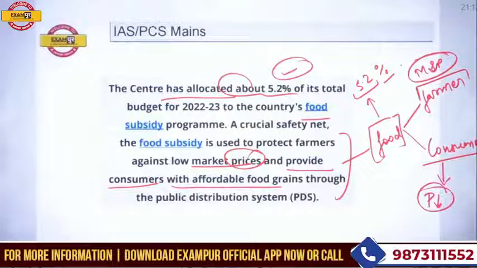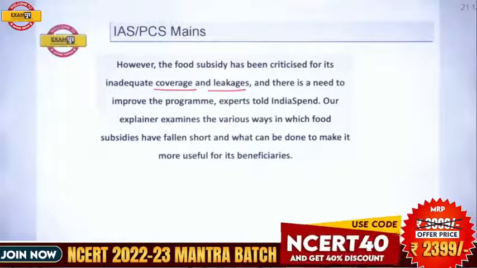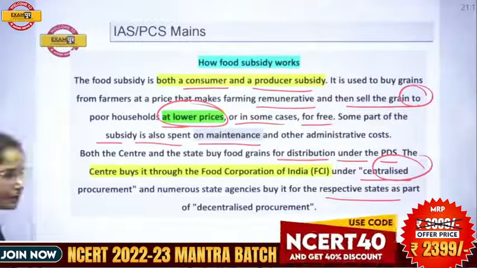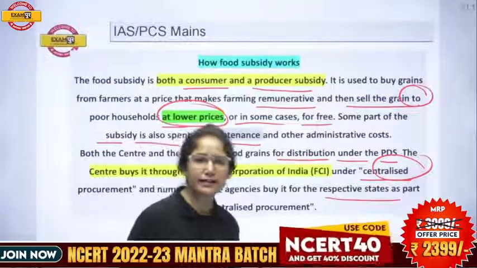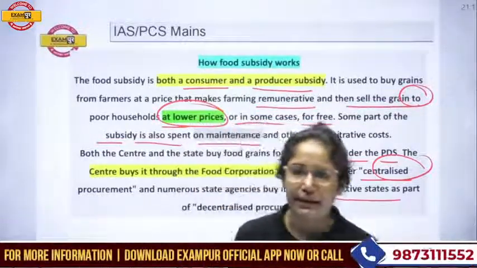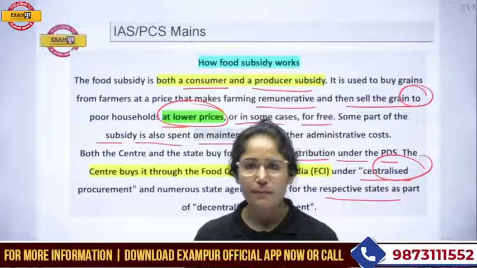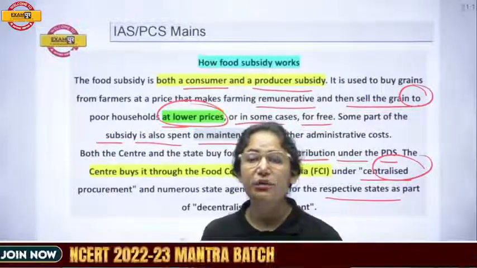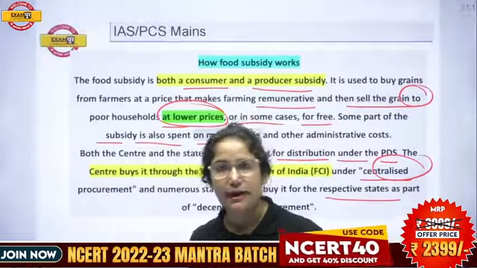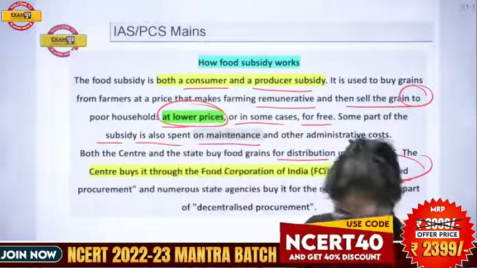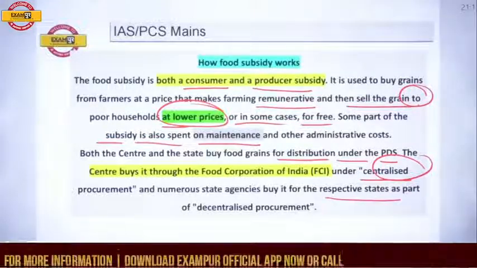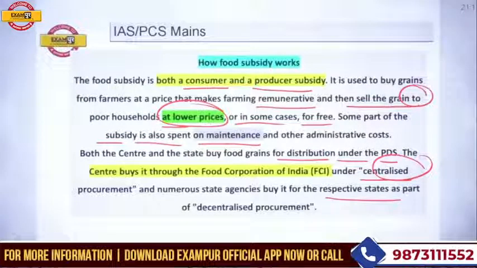Next, subsidies are not only based on the farmers, but we are also providing food subsidies for the consumers by making food grains available to the consumers at a cheaper rate with the help of ration shops. And FCI is mandated to have a fixed proportion for the PDS, the public distribution system. Okay, central by the FCI. FCI is the centralized procurement.